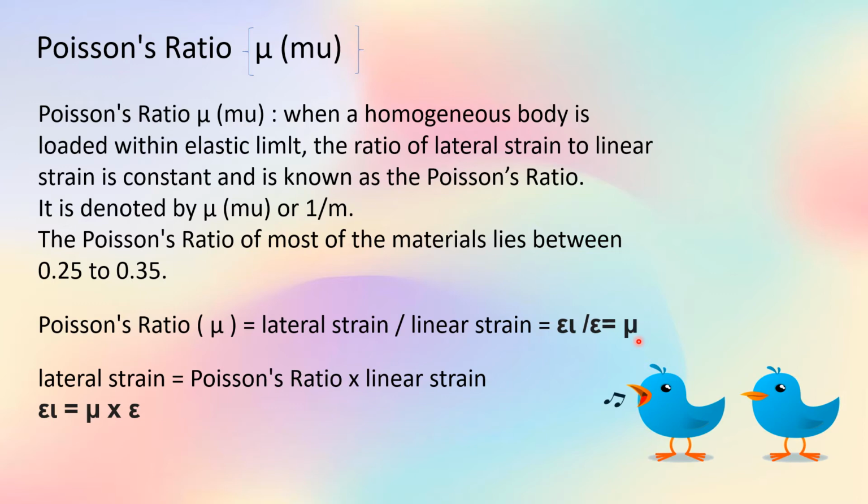Now if I take this linear strain to this side, then lateral strain is equal to mu into linear strain. So lateral strain is equal to Poisson's ratio into linear strain. This is another formula which we'll be using for lateral strain. So lateral strain is equal to mu into linear strain.